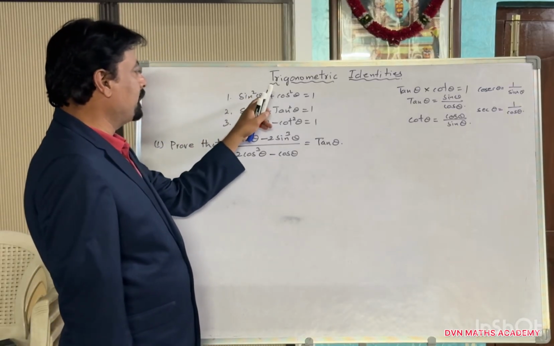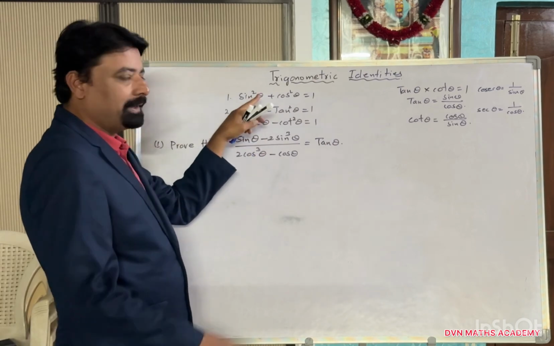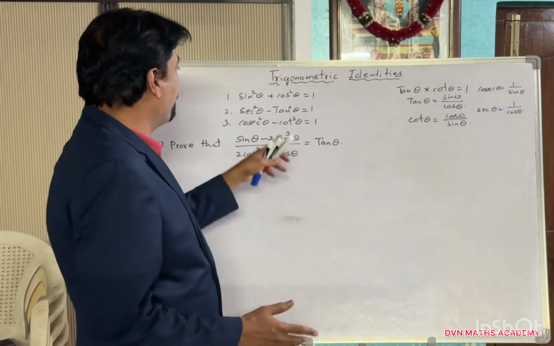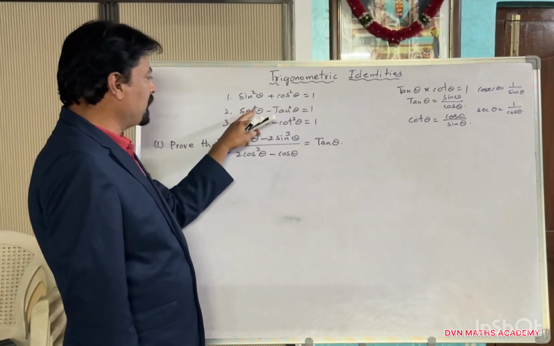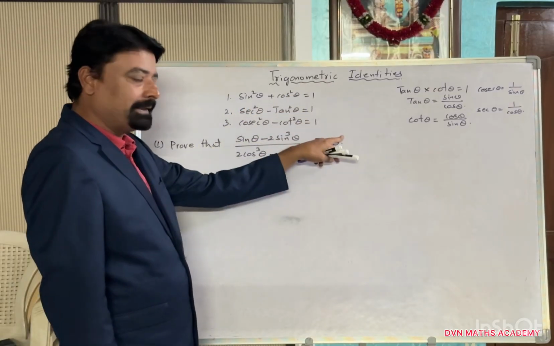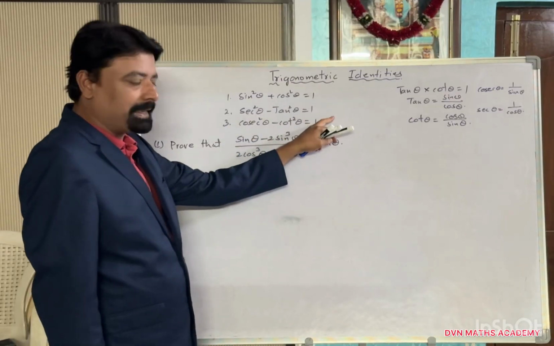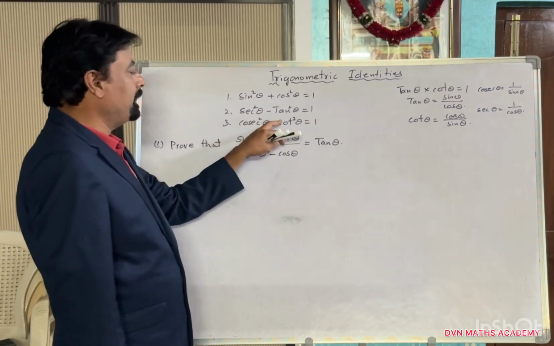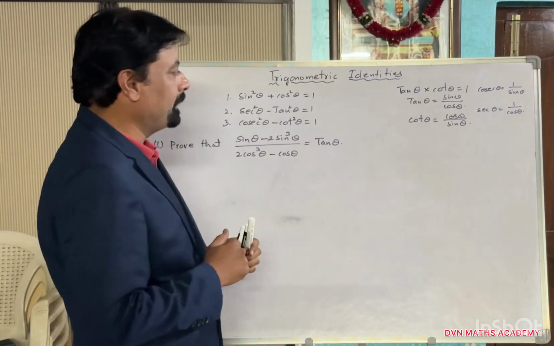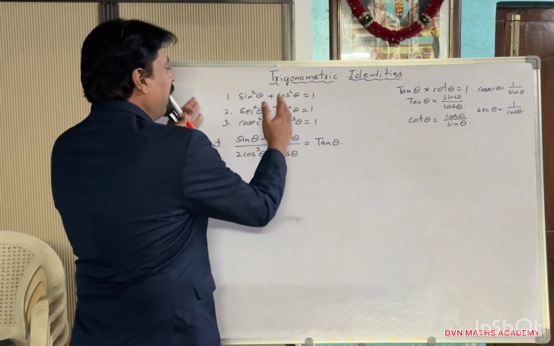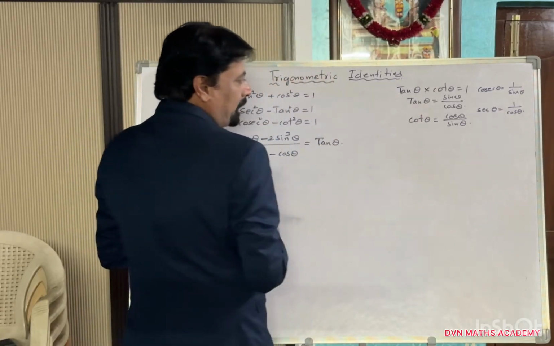For example, sin square theta plus cos square theta is equal to 1 means from this basic identity, we can write some sub-identities. That is sin square theta is equal to 1 minus cos square theta. In the same way, sec square theta is equal to 1 plus tan square theta. And cosec square theta is equal to 1 plus cot square theta. We can write some sub-identities like that. By using these basic identities, we require this minimum knowledge about the trigonometric ratios.